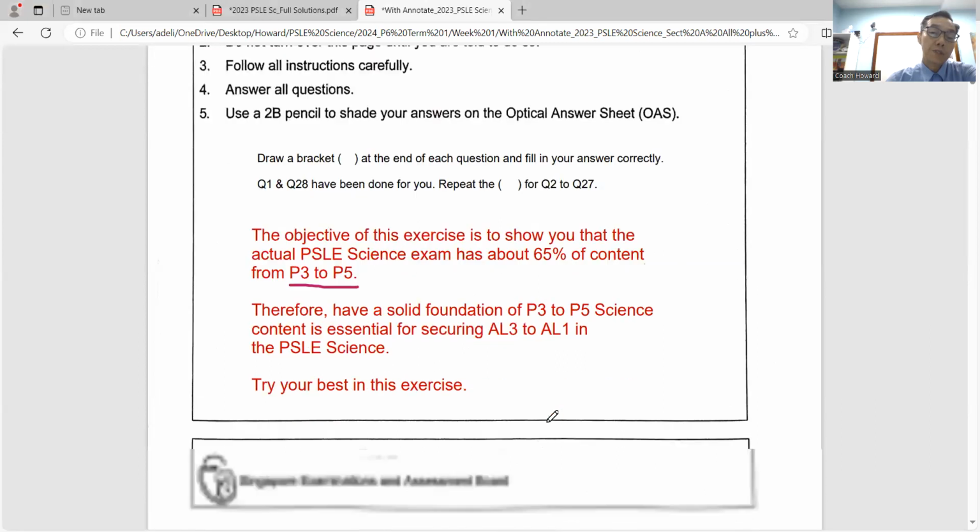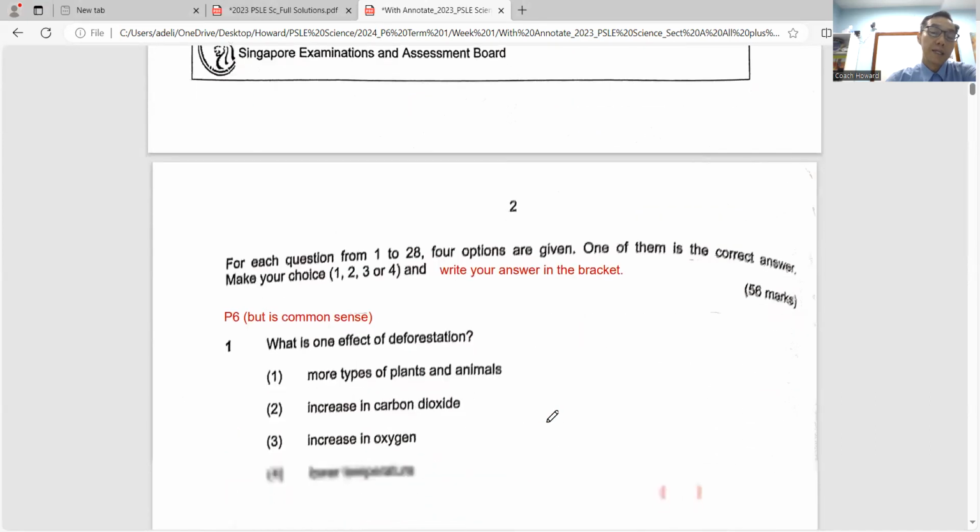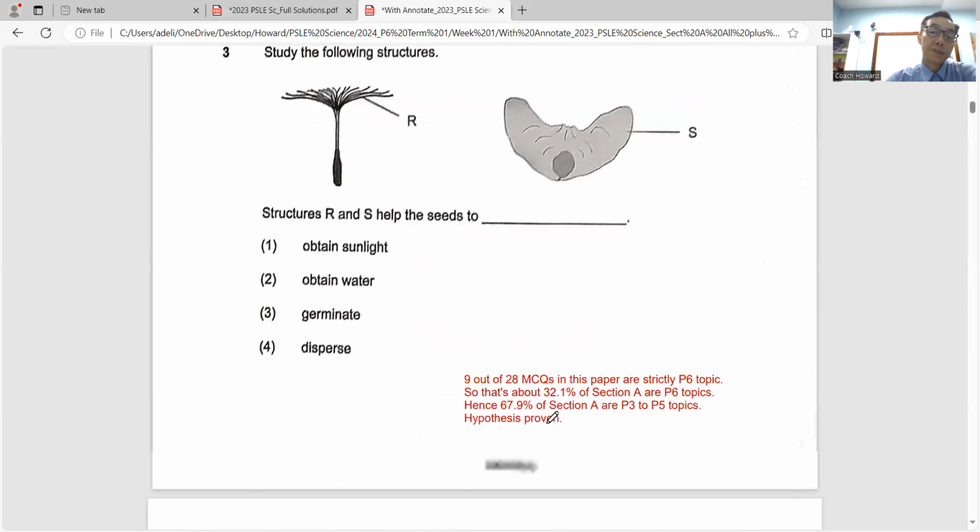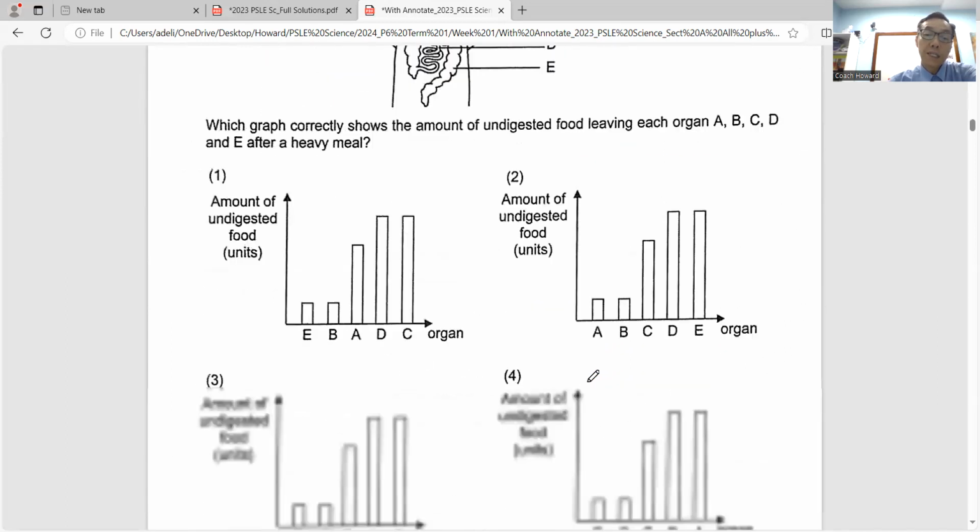So I want you to try your best to complete this exercise. And I've calculated of these questions here, 9 out of 28 questions in this paper are strictly P6 topic. So if you take your calculator and put 9 divided by 28, you will get this number, 32.1%. So only 32.1% of the Section A questions are from P6. So if you can master your P3 to P5 topics well, you can secure at least about 68%, okay? 67.9% of Section A. So I want you to try this exercise.